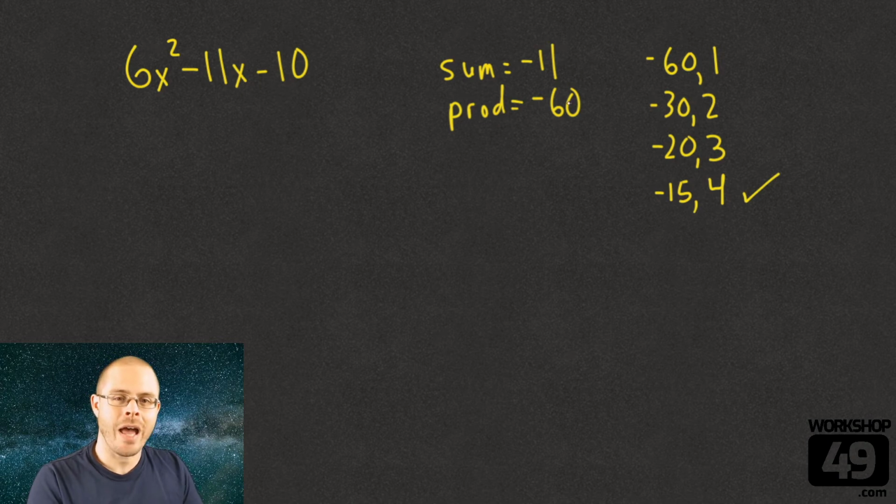And it's actually a lot faster to start listing off things that multiply to give negative 60 than it is to find what adds to give negative 11. You're going to find the two numbers quicker.